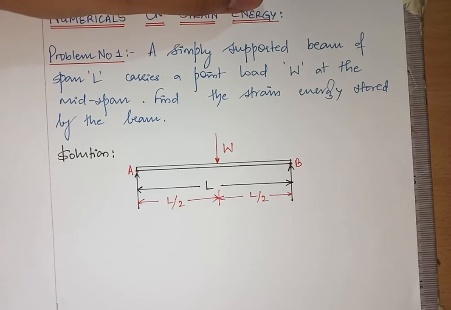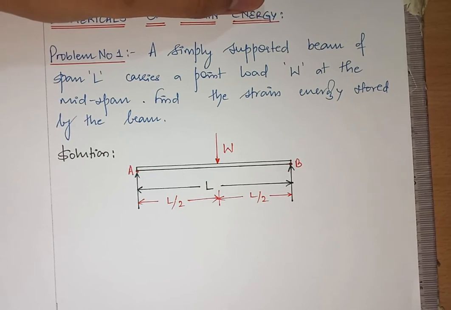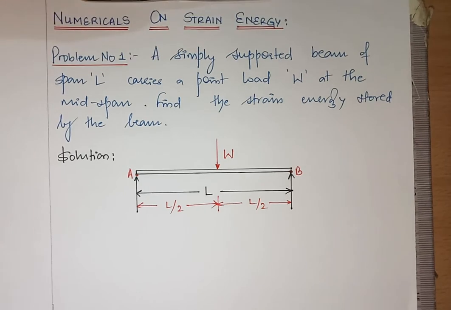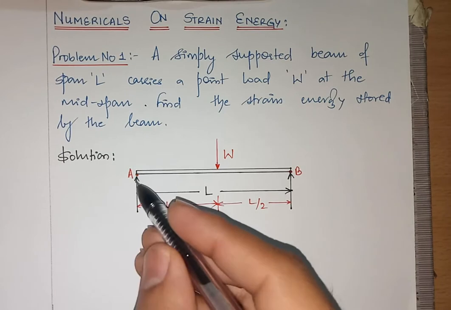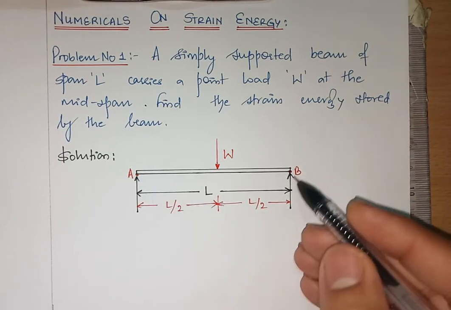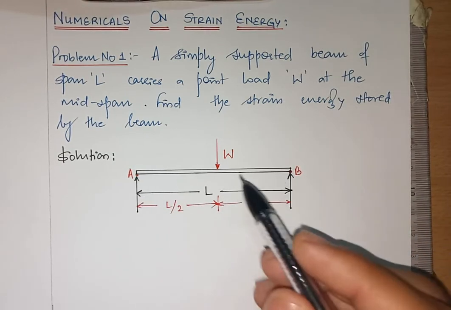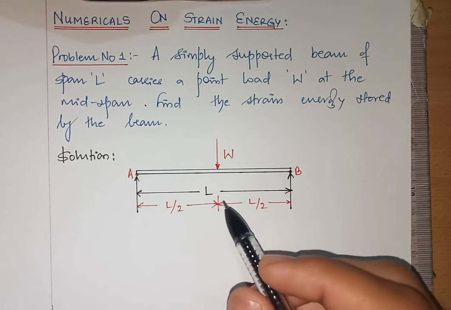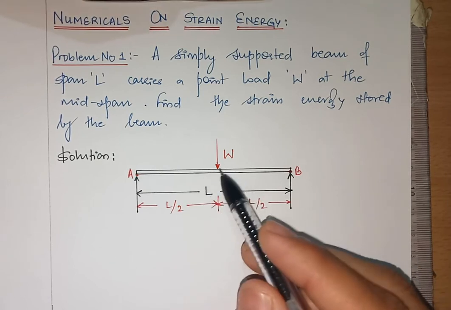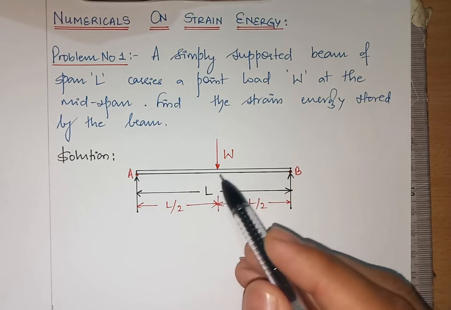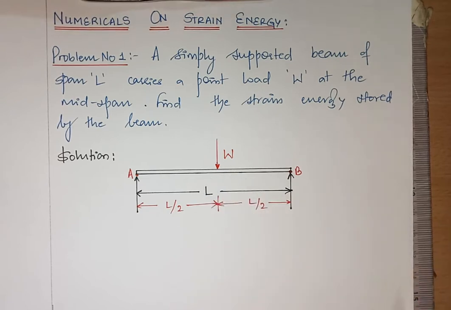Next, in order to start with the problem, I need to note down the expression for strain energy stored in a beam. Since this beam is subjected to a load exactly at the midspan, we know what is going to happen. The beam is going to sag. It will be bending like this. So I need to find where the bending moment is present and where it is maximum. We know that at the center the bending moment is maximum in this particular case.